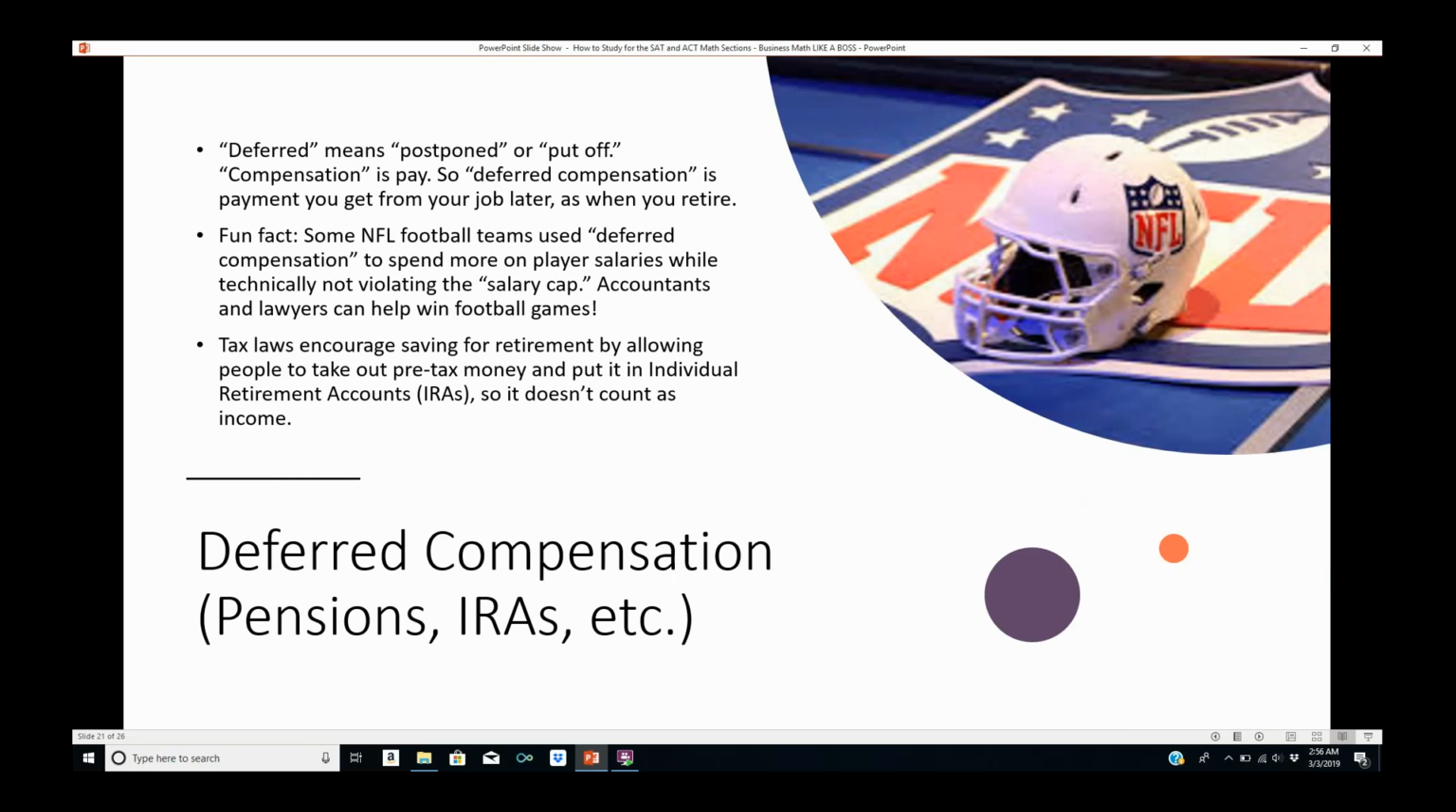So deferred compensation, let's talk about that. Deferred means postpone or put off. Compensation is pay, so deferred compensation is payment you get from your job later, as in when you retire.